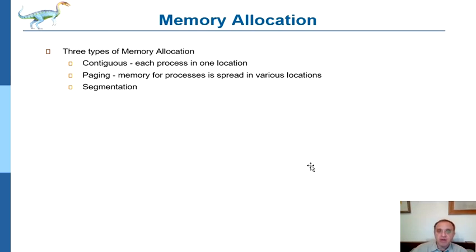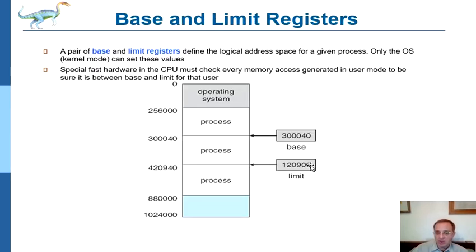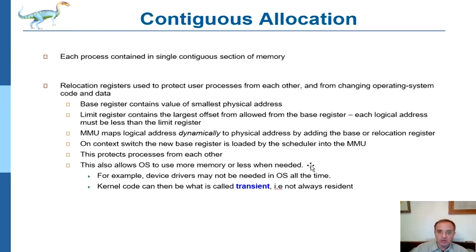So the first method is going to be a contiguous method. A contiguous memory means all the memory of a particular process will be in one spot, not spread out. And that's what we saw exactly in this picture. So let's talk about contiguous. Each process is contained in a single contiguous memory area. That's what we just said.